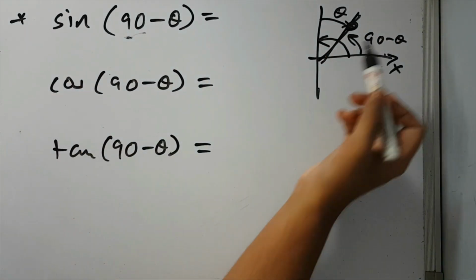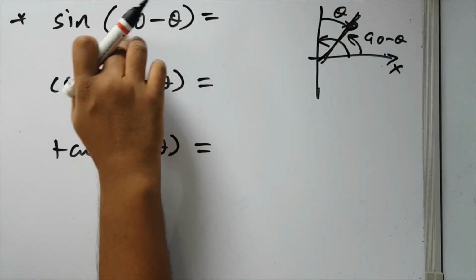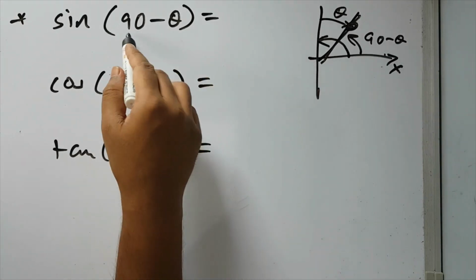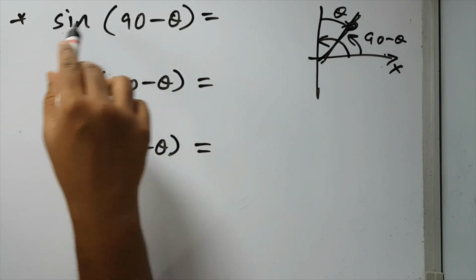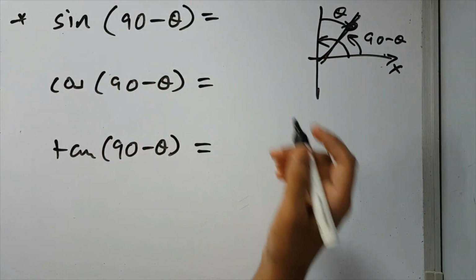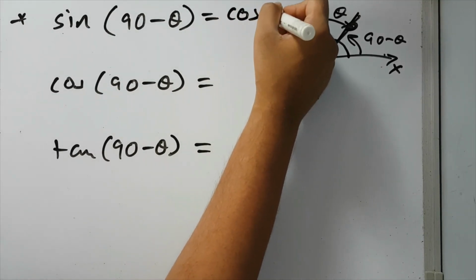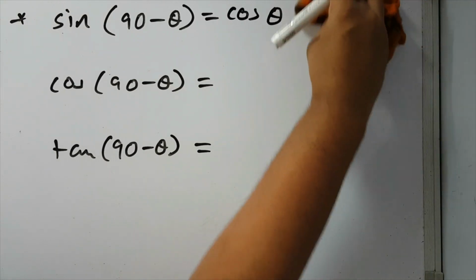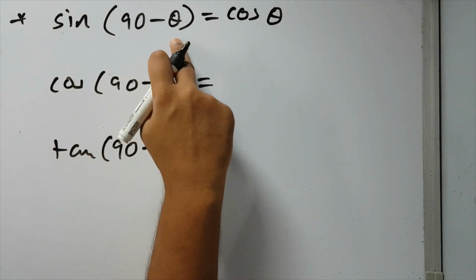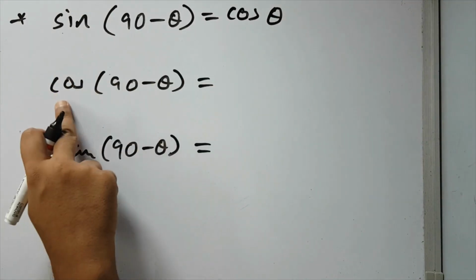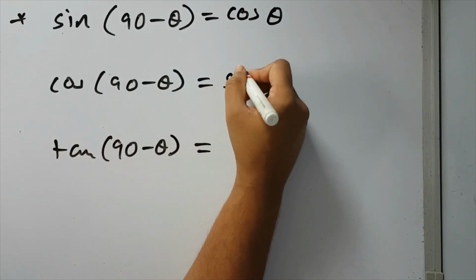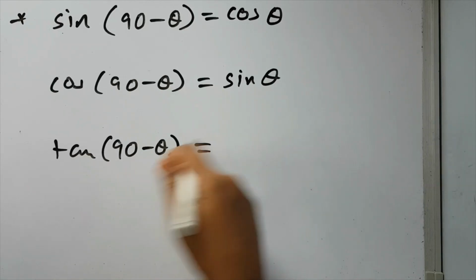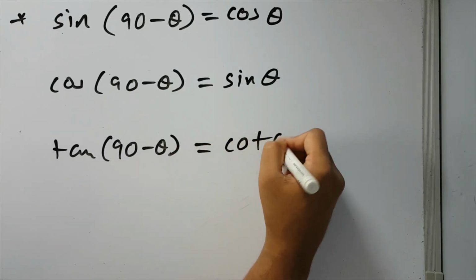And you know about complementary angles. If you are supposed to find something related to theta and you have been given 90 minus theta, sine of 90 minus theta would be cos theta. That is how complementary ratios were defined. So sine of 90 minus theta is simply cos theta. What is cos of 90 minus theta? It would be sine theta. And what is tan of 90 minus theta? It would be cot theta.